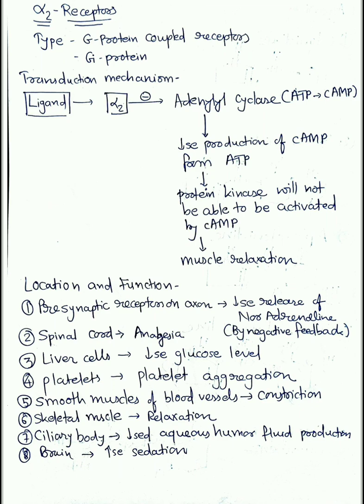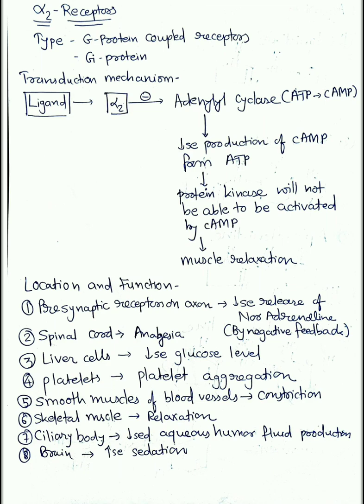Okay, let's repeat. Presynaptic neuron, they decrease the release of noradrenaline via negative feedback. Spinal cord, they produce analgesia. Liver cells, they decrease glucose level or production. Platelet aggregation. Smooth muscles of blood vessels, that is blood vessels, constriction. Skeletal muscles, relaxation. Ciliary body, now where the ciliary body is present, it is present in the eye.